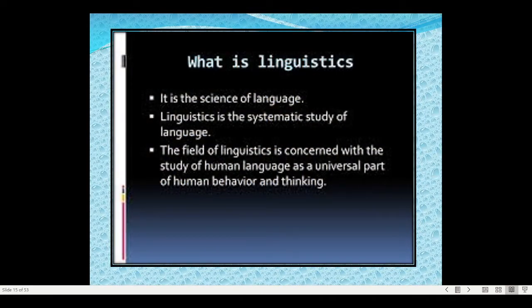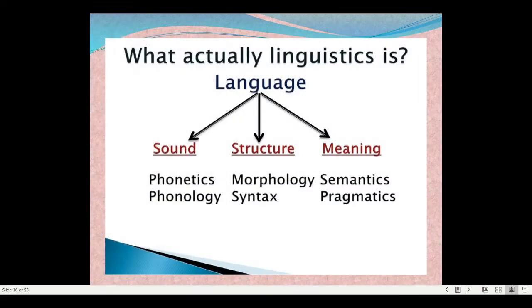So we can conclude by saying that linguistics is the science of language, and linguistics is a systematic study of language, and the field of linguistics is concerned with the study of human language. Why? Because language is exclusive to human beings, and it is a universal part of human behavior and thinking. Now, what actually is linguistics? Studying, analyzing, describing, and scientifically defining language. We have already seen that.